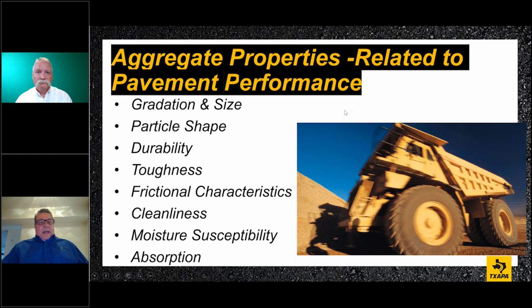So with that being said, aggregate properties related to pavement performance, okay? What do we have here? We have gradation, particle size, durability, toughness, frictional characteristics, cleanliness, moisture susceptibility, and absorption. These are all the aggregate properties that are going to relate to pavement performance out in the field.